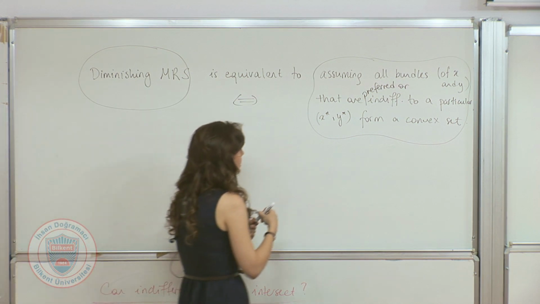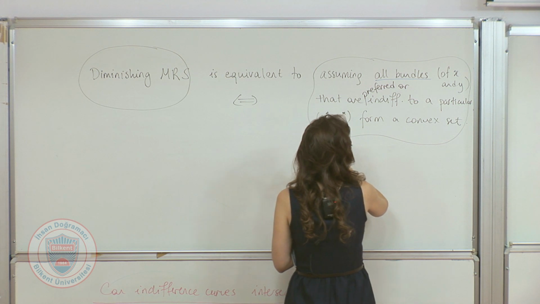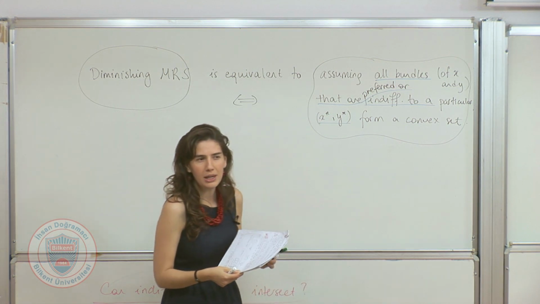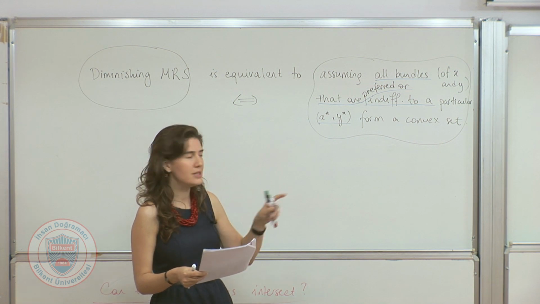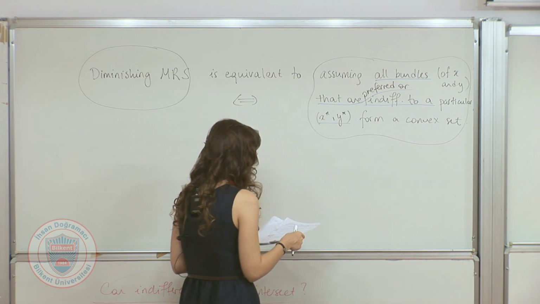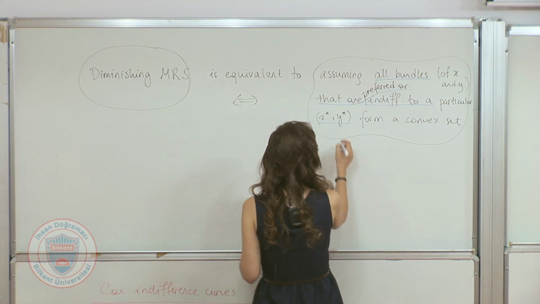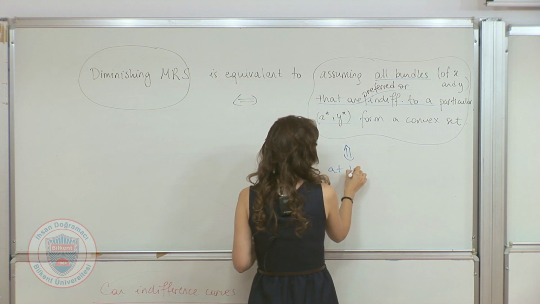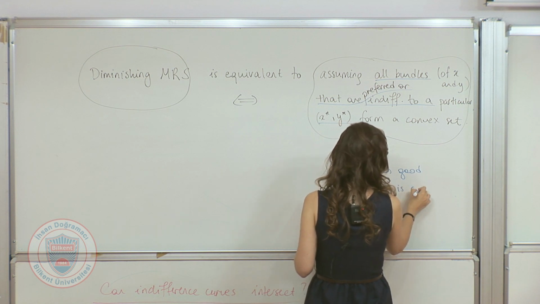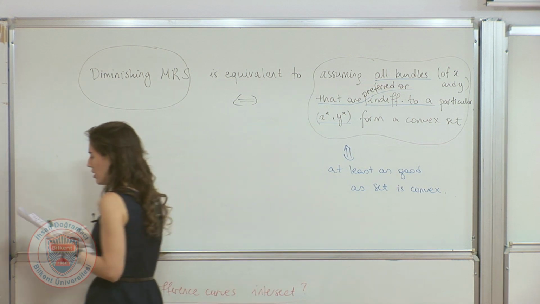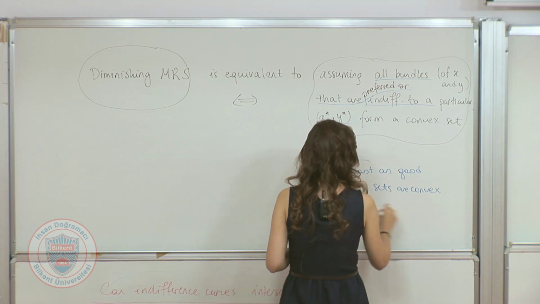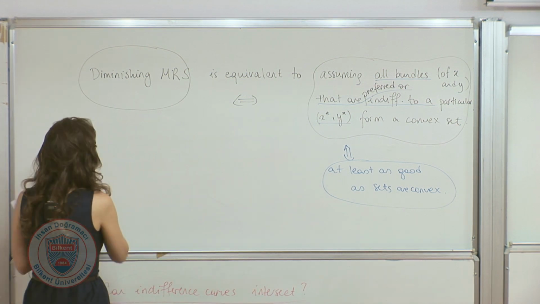So basically, all bundles that are preferred or indifferent to a particular x star, y star means the at least as good as set of x star, y star. This set should be a convex set. So this is the first link that we're going to make: at least as good as sets are convex. Again, it's also strictly convex, but we'll see.